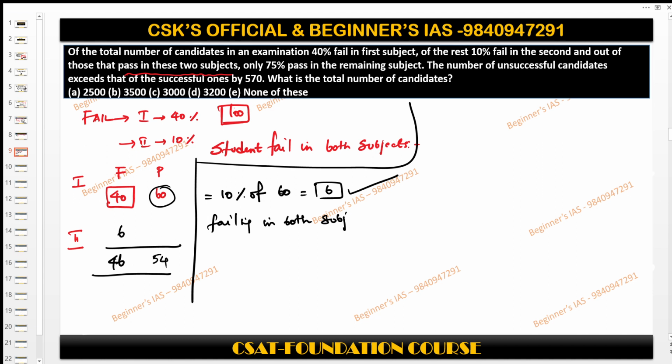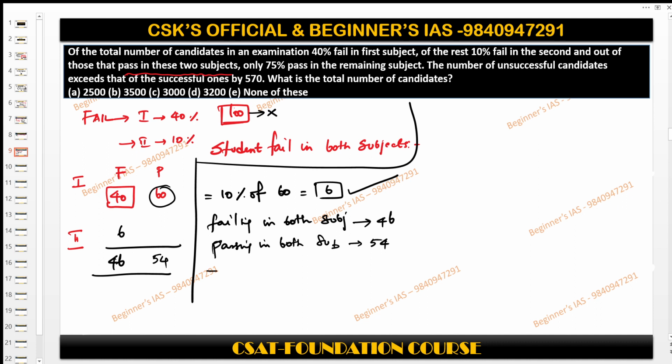Fine. So failing in both the subjects is 46 percent of X. That we are calculating as 100%. Here is the X. Please remember, here is the X. Now, passing in both the subjects is 54. Very good. Both the subjects, sir, 54. Listen very carefully. 54. Okay.